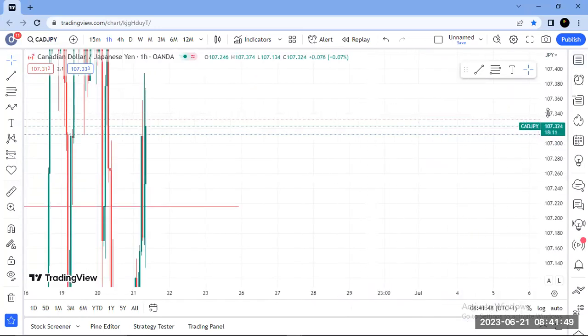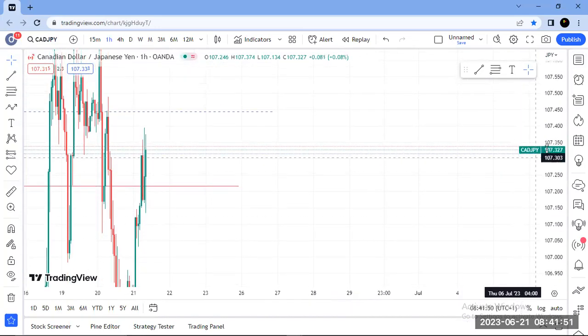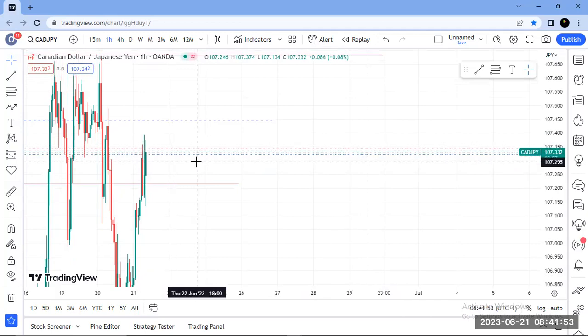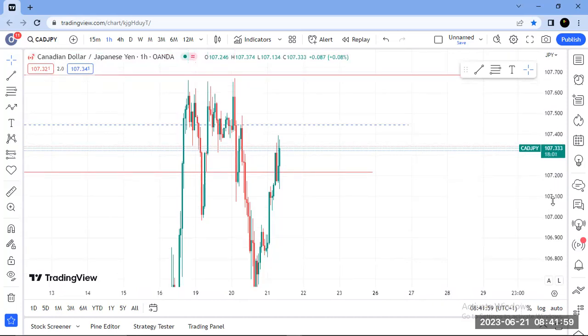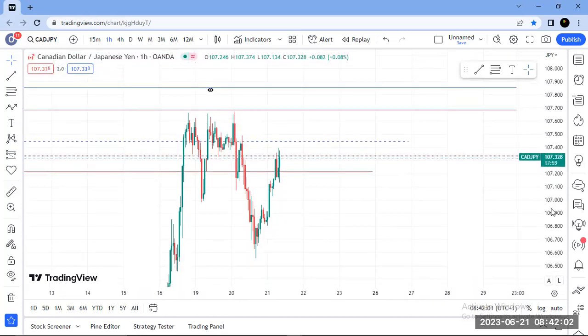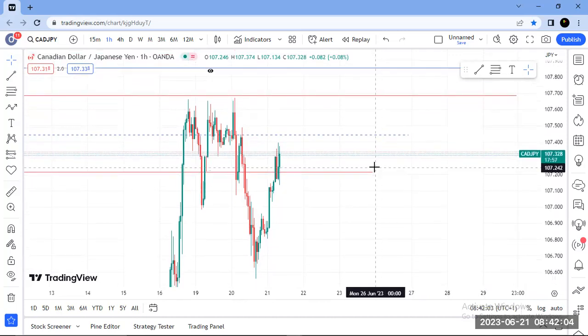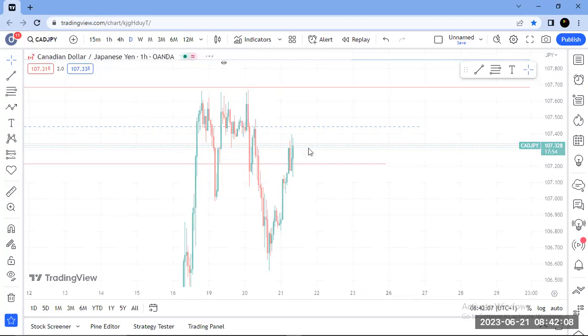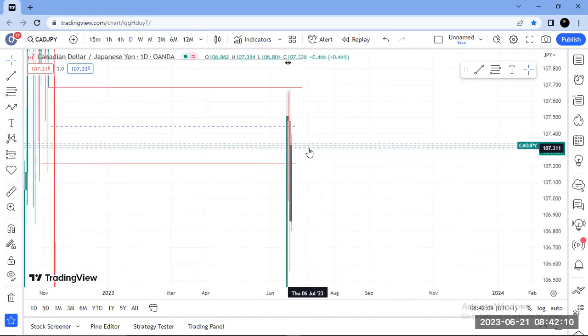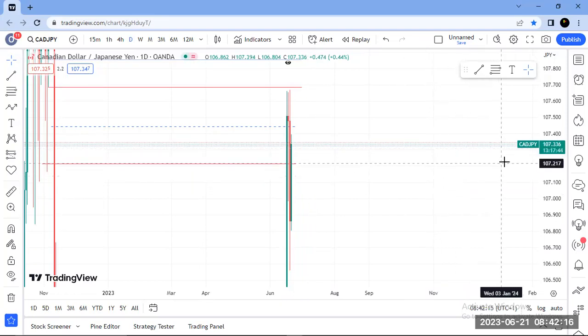So let me just go to the CAD JPY. I've been buying the CAD JPY since 12 a.m. Understand? Someone will say, boss, you are trading in Asia session. That was your concern. I've been buying this since 12 a.m. Why have I been doing that? Once the market entered 12 a.m., on the dot, that's when I placed this trade.